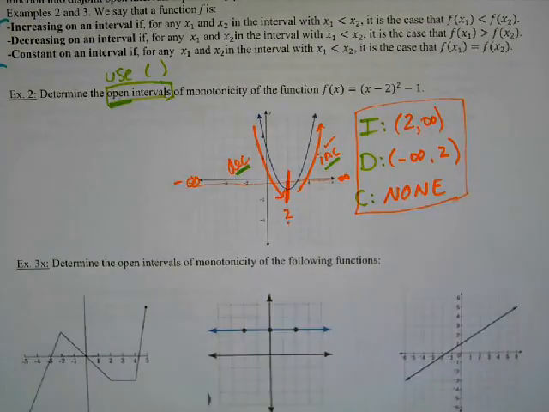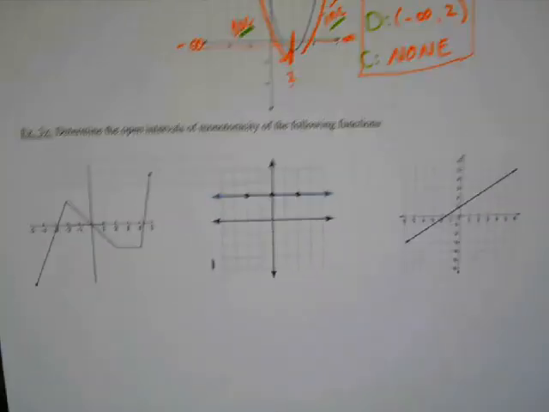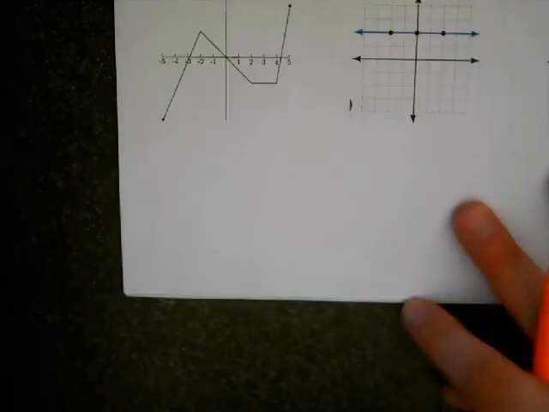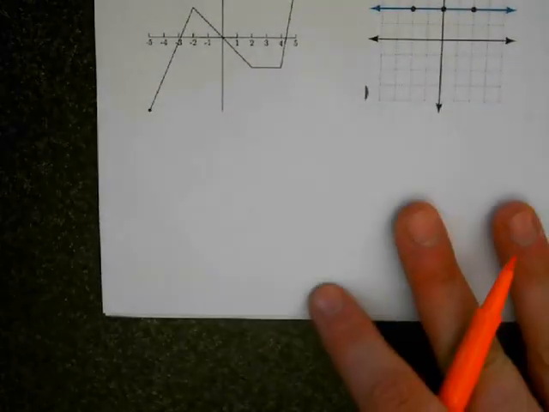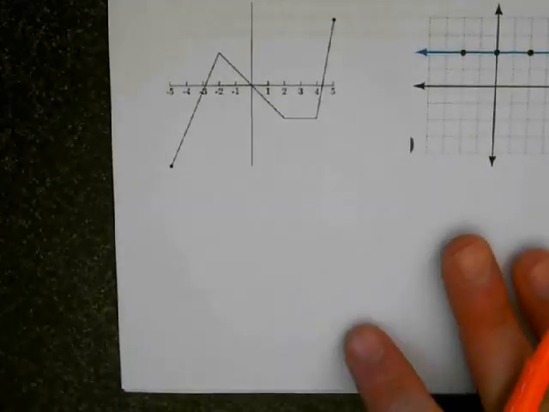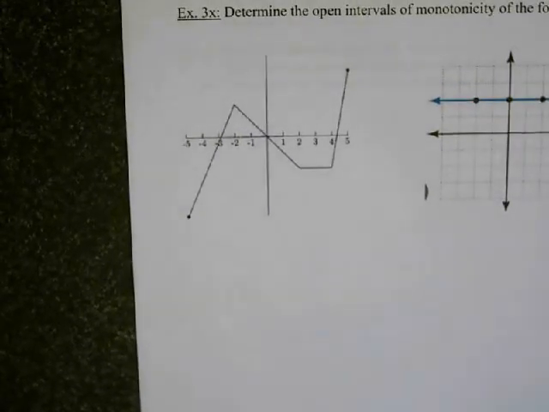When we get down to example 3x, as you can see, there are 3 more problems, and the goal is the same. We want to find where our functions increase, decrease, and where they are constant. And so let's take a look at this first one. This is kind of a funny looking graph. It's not something that we will draw, but since it's in our problem set, we are going to give it a go.